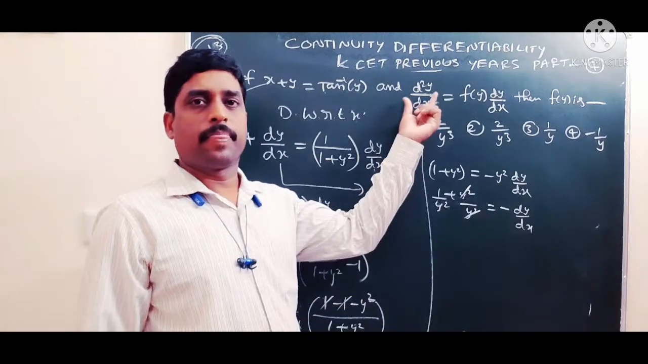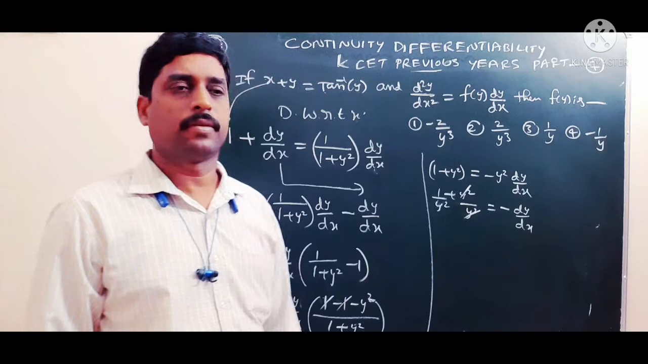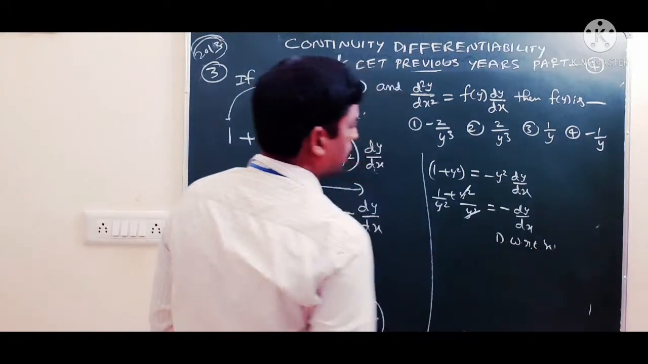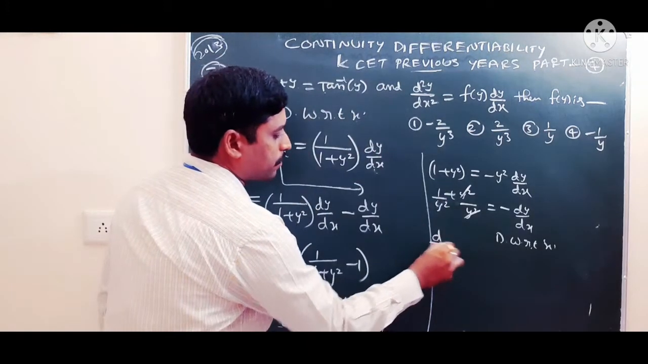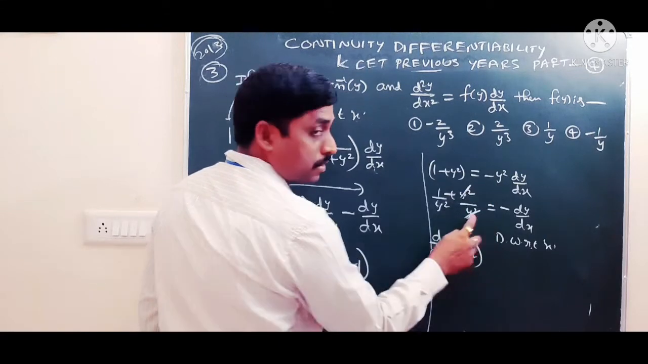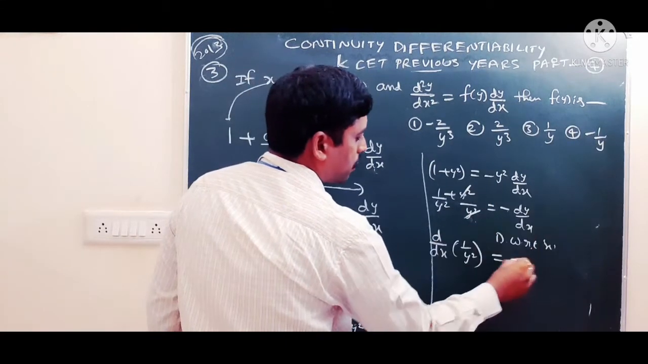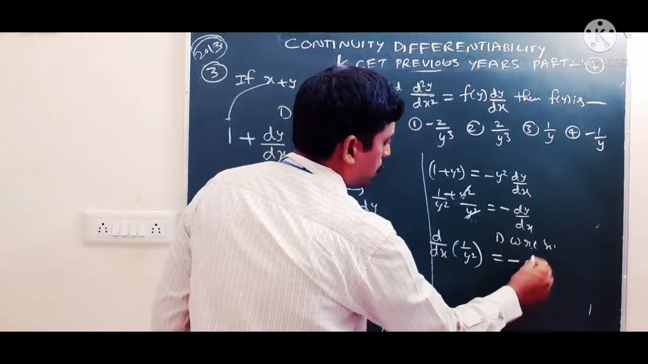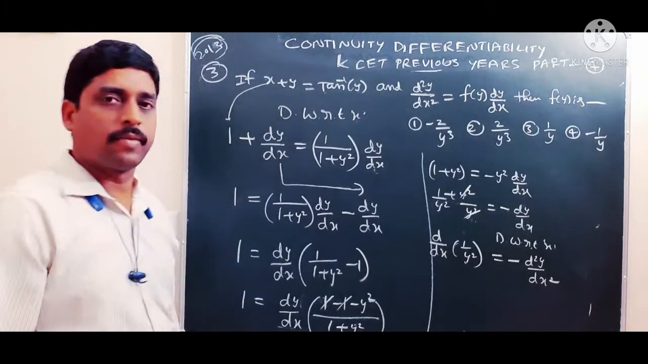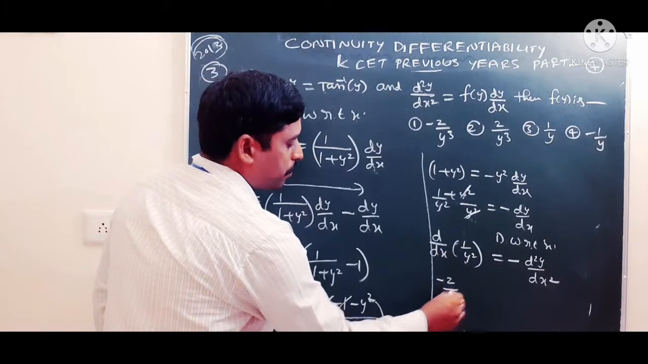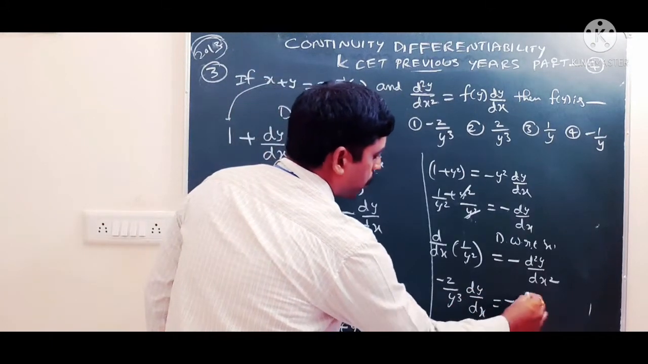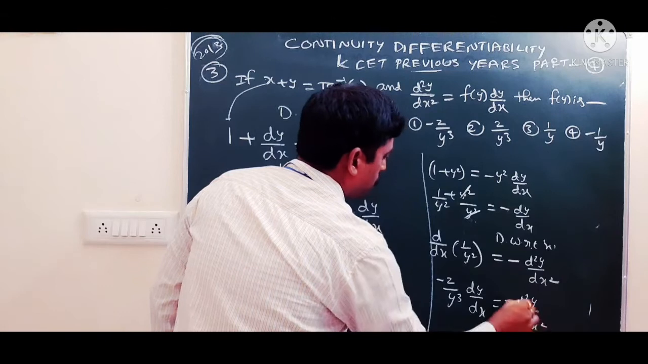So what is required? d square y by dx square. So applying derivative with respect to x on both sides. Derivative of 1 by y square, d by dx of 1 by y square. The differentiation of the constant is 0, equal to minus d square y by dx square. The differentiation of 1 by y square will be minus 2 by y cube into dy by dx. So this will be minus d square y by dx square. Both sides minus get cancelled.